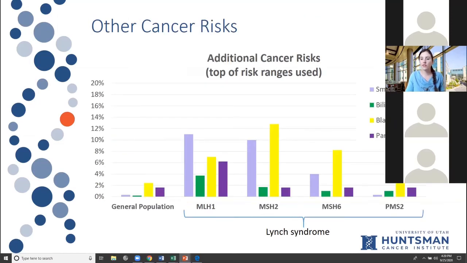Here I've summarized the rest of the risk numbers currently available for Lynch syndrome. The risks for the small bowel, biliary, bladder, and pancreatic cancer are all less than 15%. So I've actually shortened the axis so you can see these risk levels better, but the rest of the graphs I showed you were on a 100% scale, and just note that this one's on a much shorter scale. It's actually 20% is the axis. Notably, this isn't a complete list of risks, but we've covered the majority of cancer risks today associated with Lynch syndrome that affect the screening recommendations that will be discussed in the upcoming presentations.